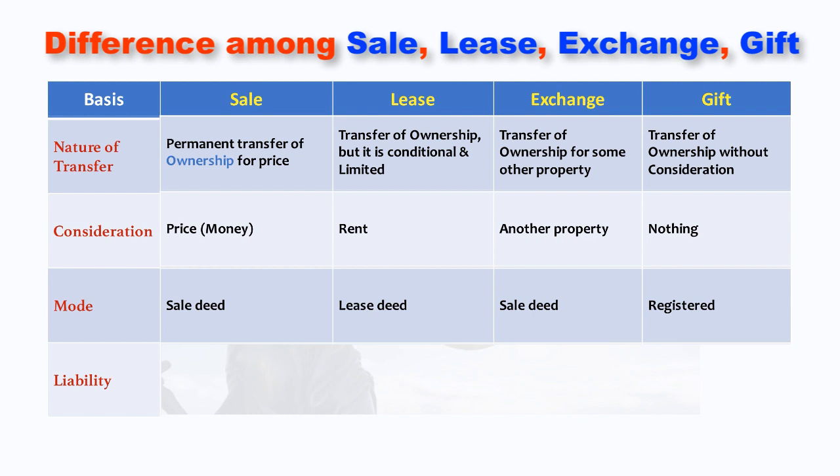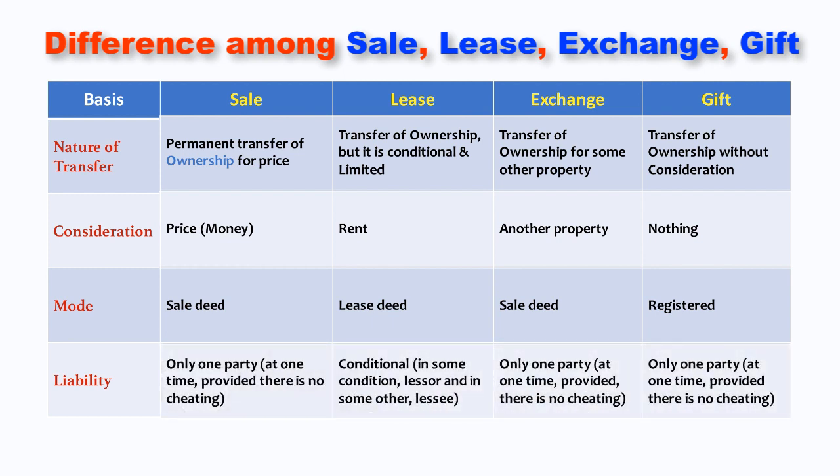Lastly, based on liability. In sale, only one party at one time is liable, provided there is no cheating. What does it mean? That at one point in time, only one party is responsible or liable for that property. Liability in the sense of the property. Who is responsible for that property? So the seller, until he gives the possession to the buyer, till then he is liable. But once he gives the possession, then if anything happens, the buyer is liable for that, whether it is benefit or loss. So it is the buyer. So that is liability in that sense.